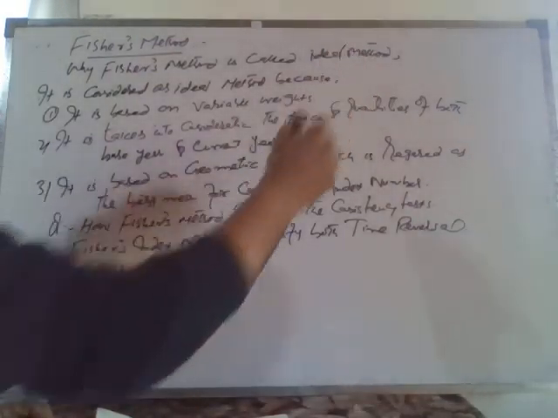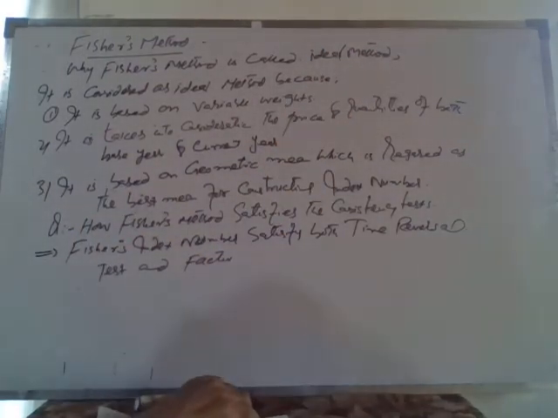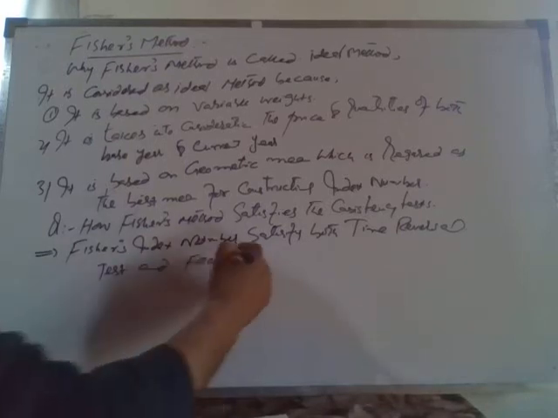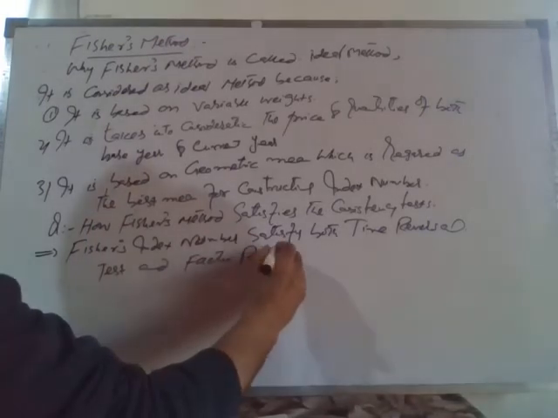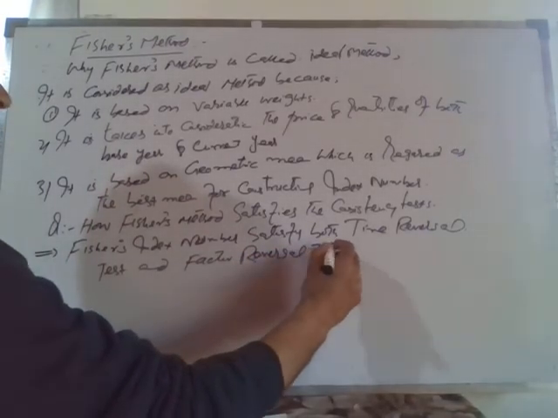Why is it called the ideal method? Because it satisfies the consistency tests. We have two types of tests in the index number. So a method which satisfies these two tests is called an ideal method, that is, the time reversal test and the factor reversal test.